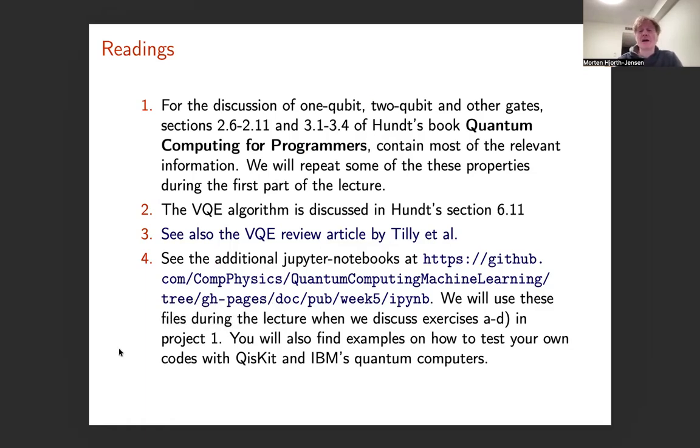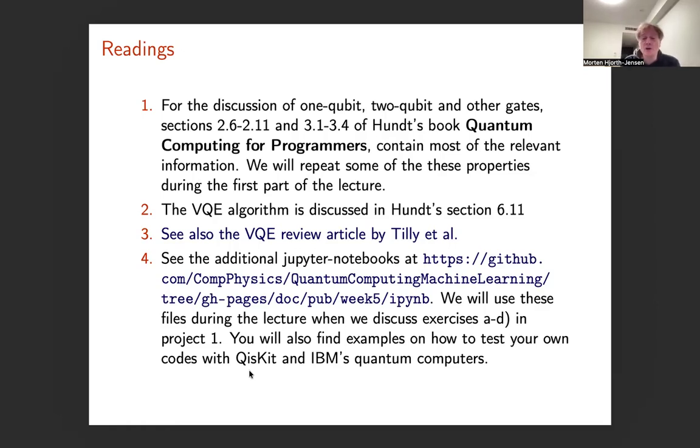And you will also find examples on how you can run the exercises for the 1 qubit Hamiltonian, which is a 2x2 matrix, and the 2 qubit Hamiltonian, which is a 4x4 matrix. You will find examples on how you can implement them in Qiskit as well. And then, in addition, run it on IBM's quantum computers.